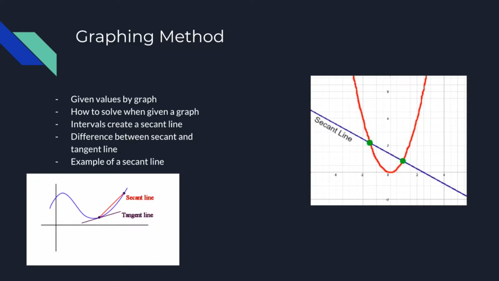We need to figure out how to solve when given a graph in which we can see the values. The intervals given to you in the question create something called a secant line. A secant line is basically the 2 points you're measuring the average rate of change from. For example, on the right hand side here, the secant line has 2 points, which are the x intervals given in the question. These are the 2 points that you're measuring the average rate of change from. In this case, you can then draw a secant line straight through. The slope of this line represents the average rate of change, which you will find when you complete the formula.